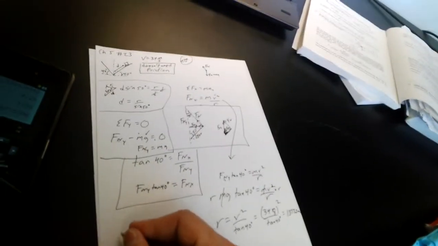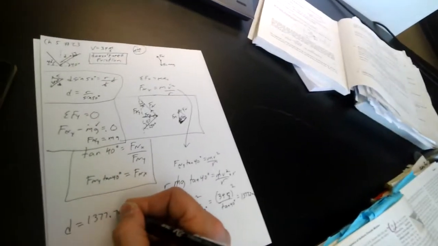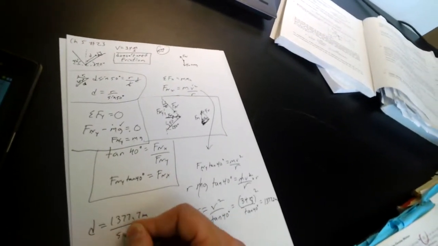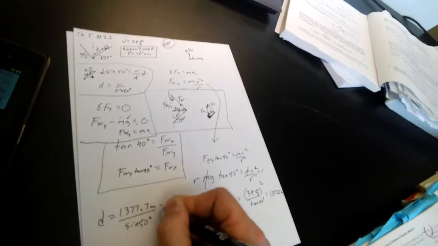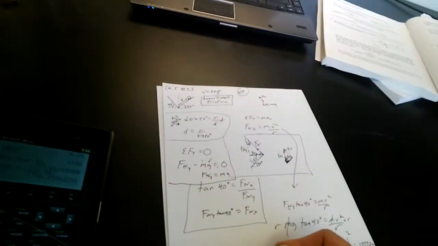So we go up here and apply solving for d, because that's what we're trying to find. So d will equal that number, 1377.7, divided by the sine of 50. I'll go ahead and round it off on here, 0.7 divided by sine of 50. And we get about 1,798.5 meters. And I think that's what we're trying to find. Let's see what the key got here.